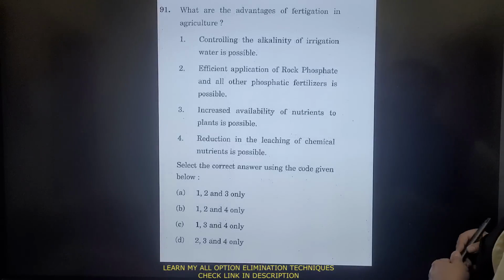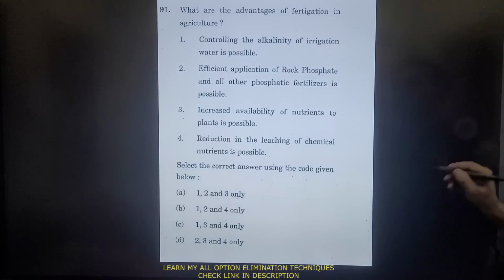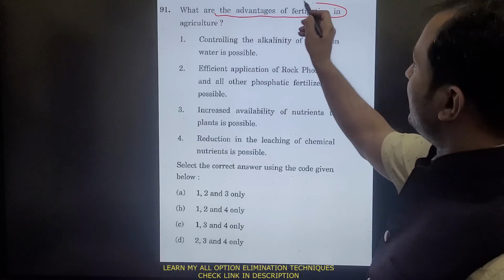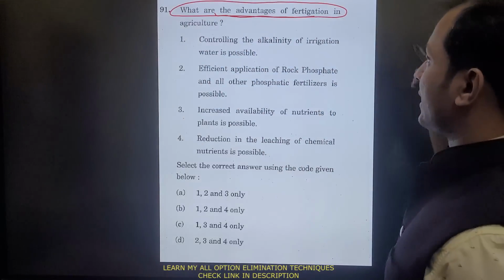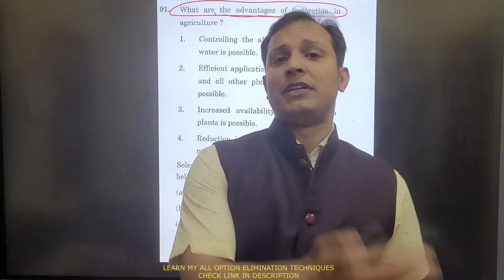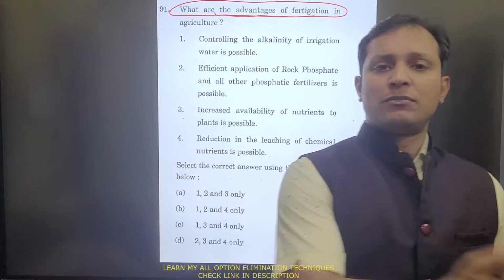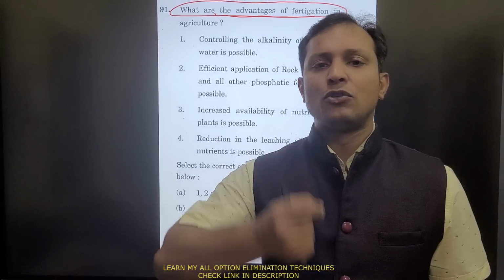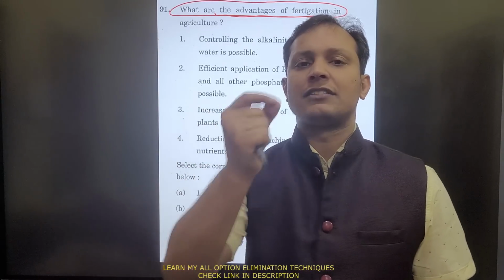Let us read this question. What are the main advantages of fertigation in agriculture? Might be many of you don't know what fertigation is. If you are from an engineering background or a commerce background, you might not know much about agriculture. But if you know my optional elimination technique, you can solve this question within seconds.